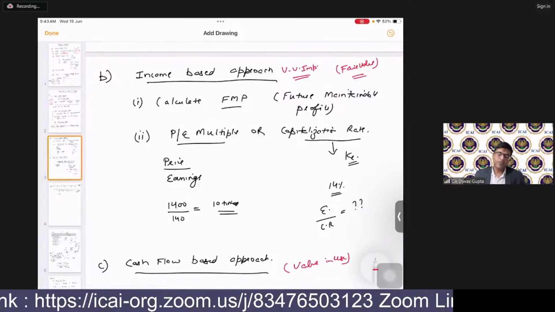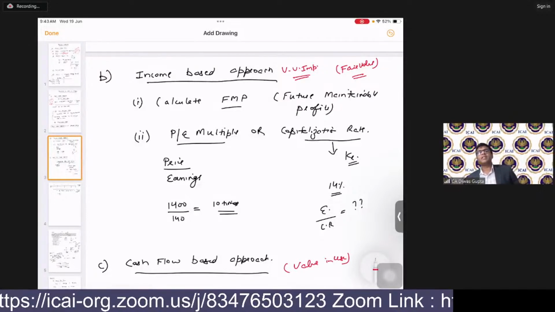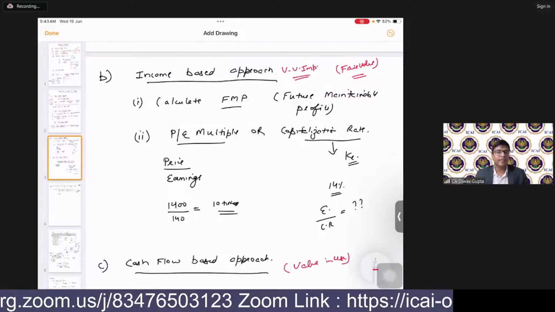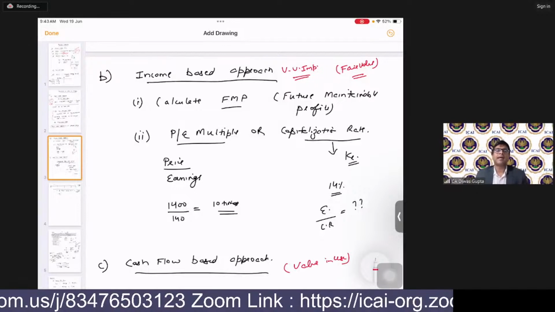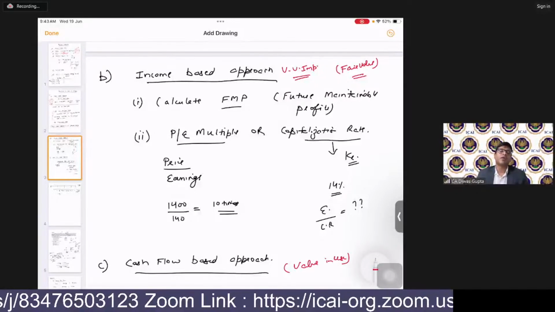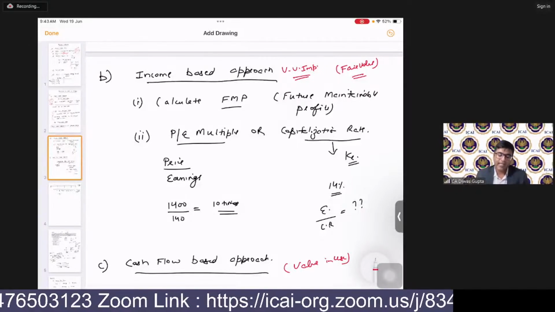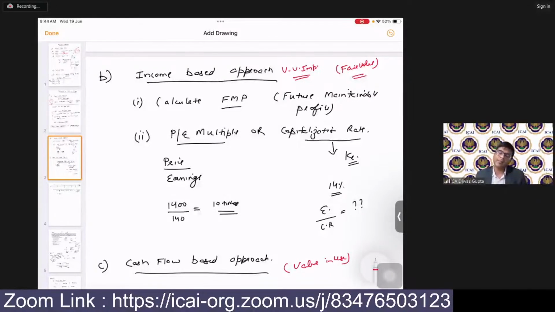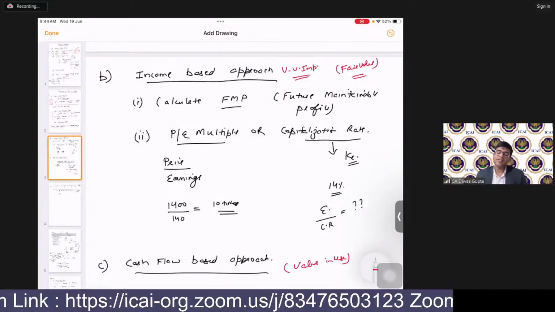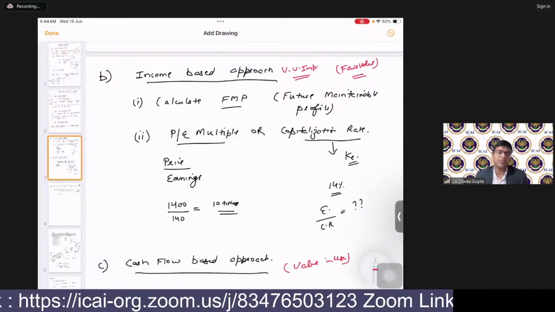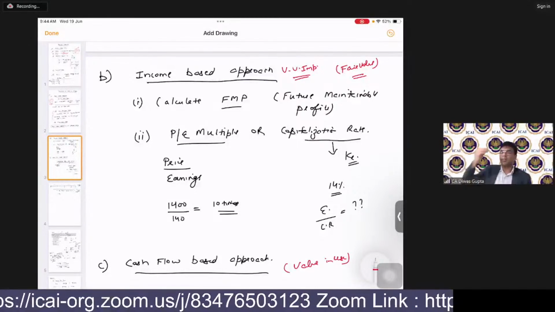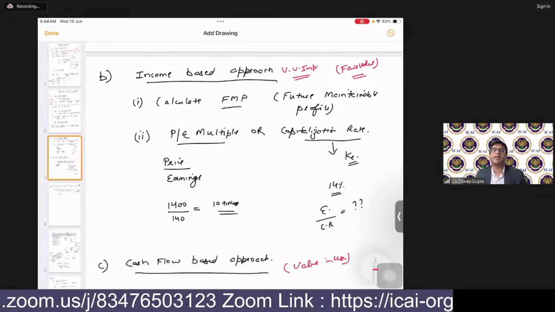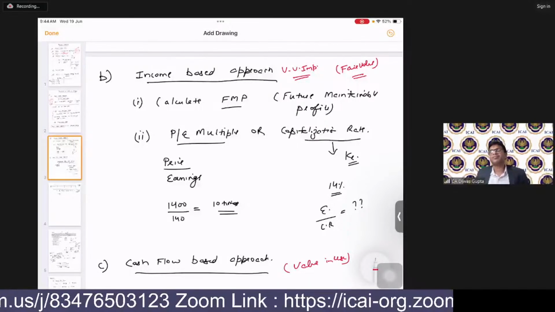Second, we use the PE multiple or capitalization rate, students. What is PE? Price earnings, that we have discussed earlier in detail, price divided by earnings. So that is 1400 divided by 140. In this case, we have taken an example. Let's say 1400 is the price and earnings per share is 140. So the PE becomes 10 times. The capitalization rate is Ke, cost of equity. So you take future maintainable profits, and either you multiply it with the PE or you divide it by the capitalization rate. You will arrive at the business value. Clear?